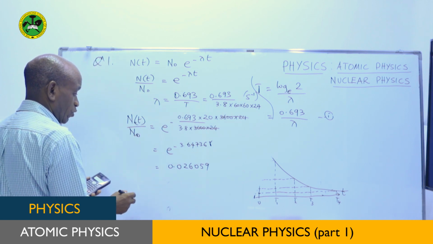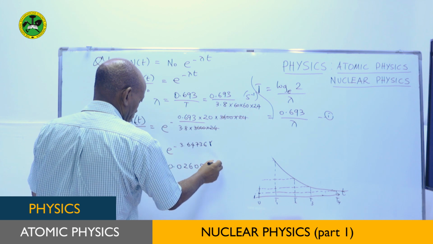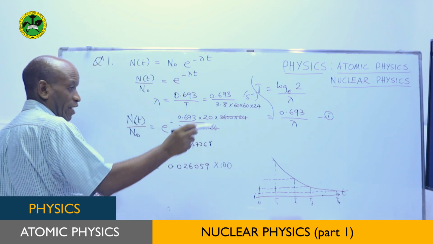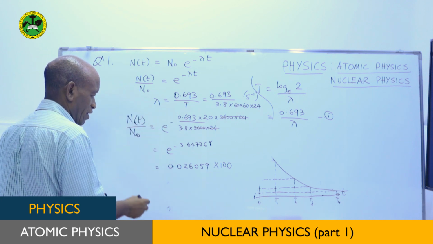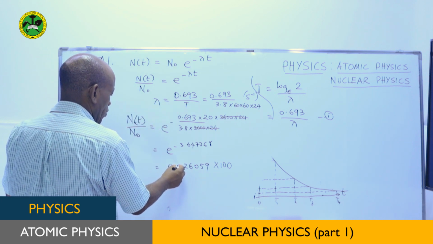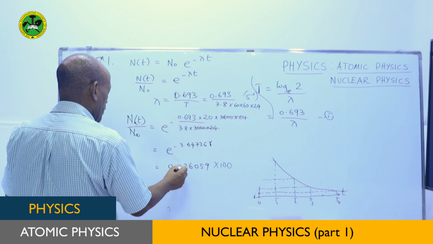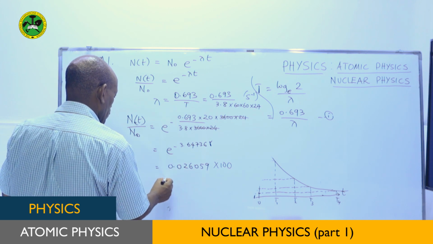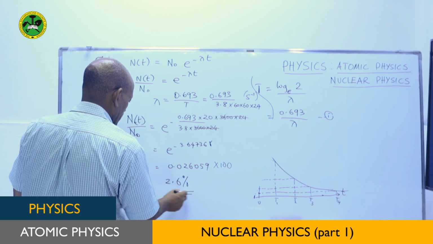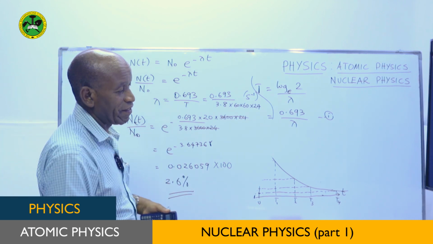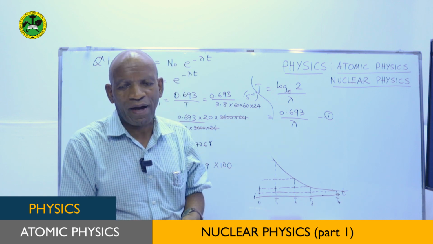And if we are going to look at a percentage, we actually need to multiply by 100, because we are being asked to determine the percentage of the atoms which will be present after 20 days. In terms of percentage, this is 2.6%. So that will be the answer for question number 1.